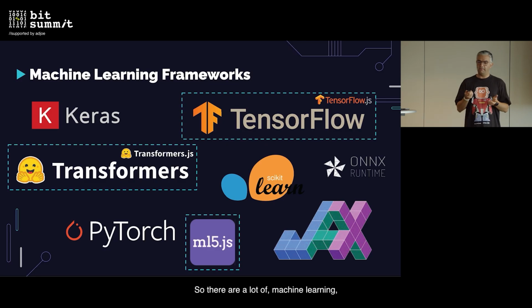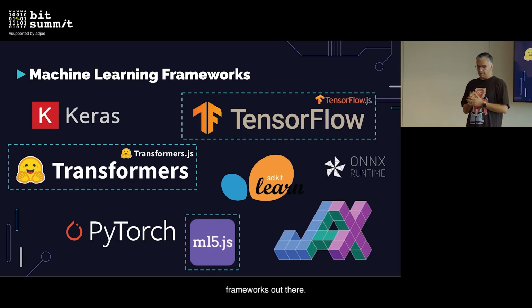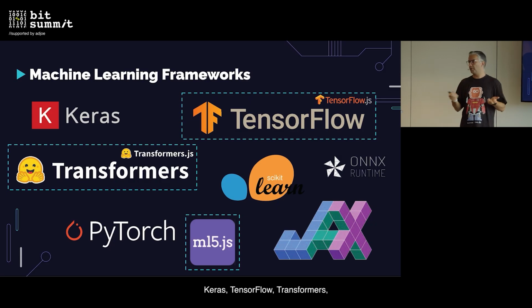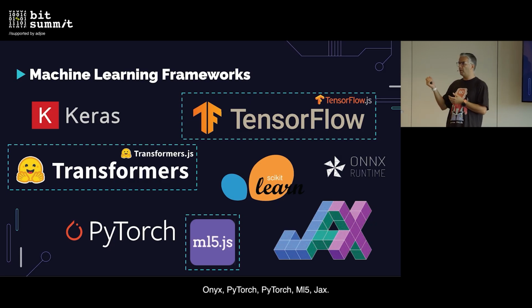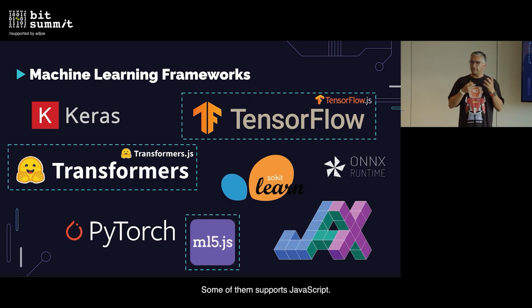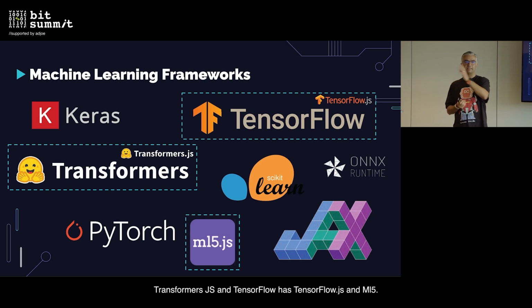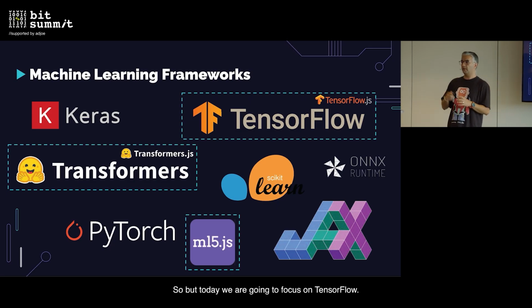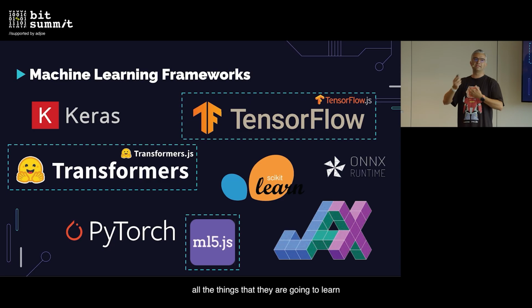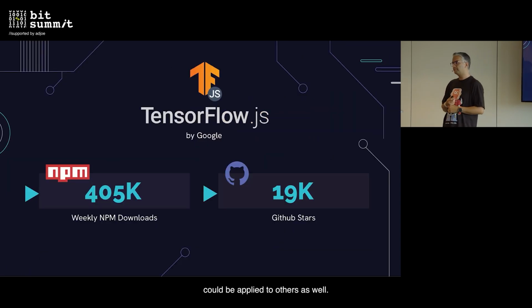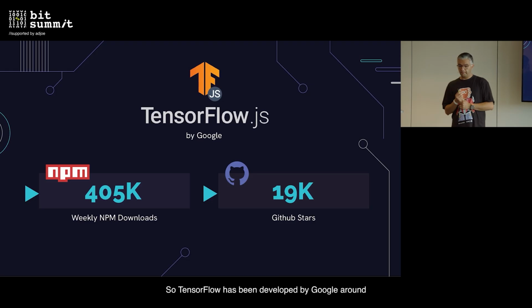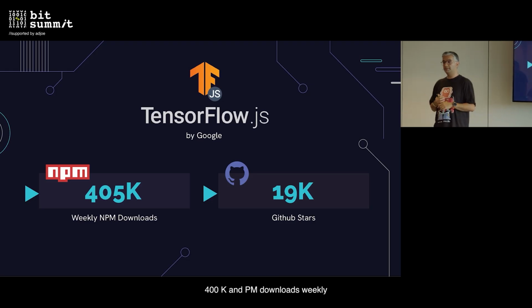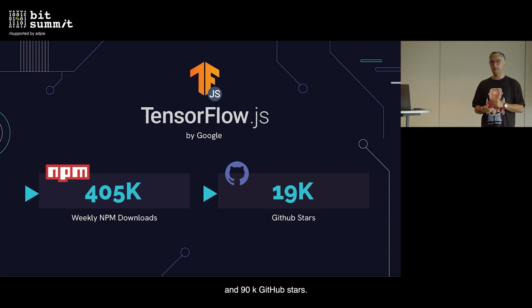There are a lot of machine learning frameworks out there: Keras, TensorFlow, Transformers, ONNX, PyTorch, ML5, JAX. Some of them support JavaScript. For instance, Transformers has a version, Transformers.js, and TensorFlow has TensorFlow.js. ML5.js was in JS from the beginning as well. But today we are going to focus on TensorFlow, and everything that we are going to learn could be applied to the others as well. TensorFlow was developed by Google, with around 400K NPM downloads weekly and 90K GitHub stars.